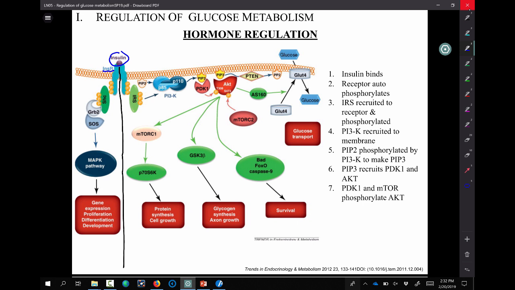And when insulin binds to that, step number 1, I have this written down over here: insulin binds to the receptor. Step number 2, the receptor autophosphorylates itself. Okay. Insulin receptor and tyrosine kinase receptors can phosphorylate themselves. Now, once phosphorylated, the tyrosine kinase receptor will do a variety of things.